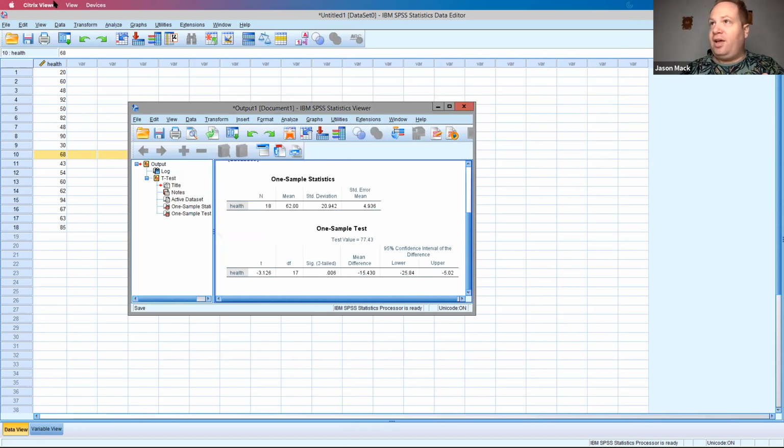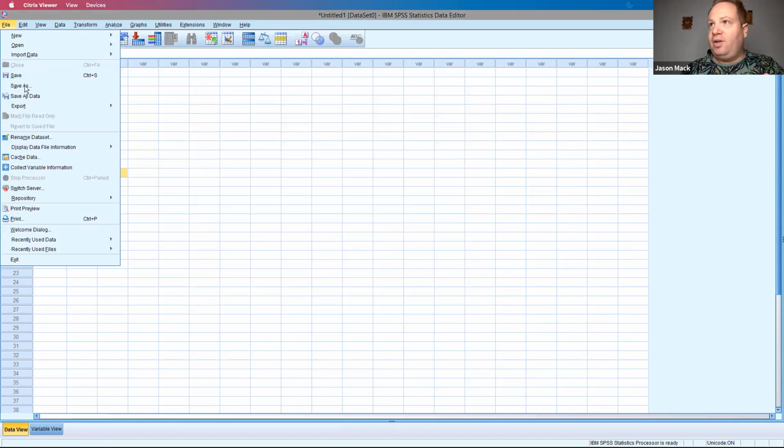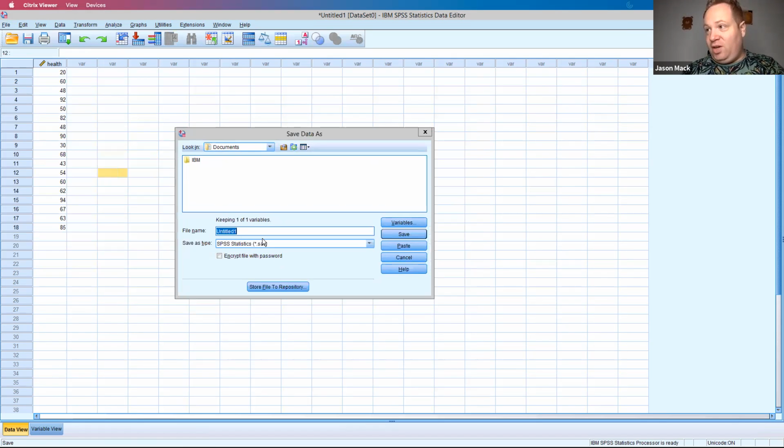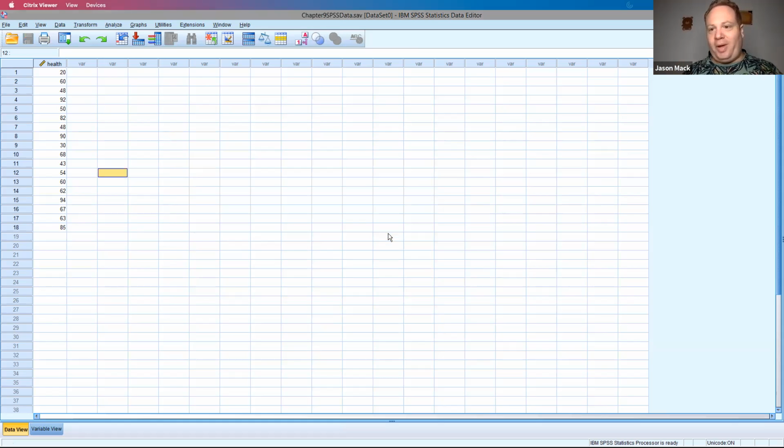And then just grab this file right here, go File, Save. This is so that you have an SPV, which was your output file. And then you're going to have your SAV right here. You can say something like Chapter 9 SPSS data, just so I know what it is. And then just upload those files in Brightspace. I'll be able to read them.